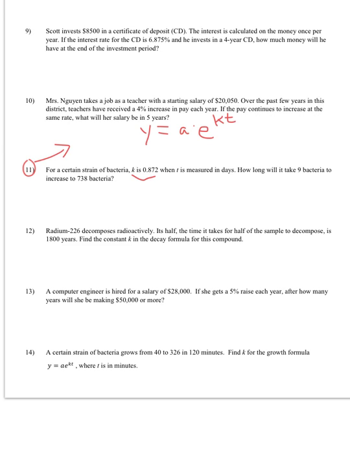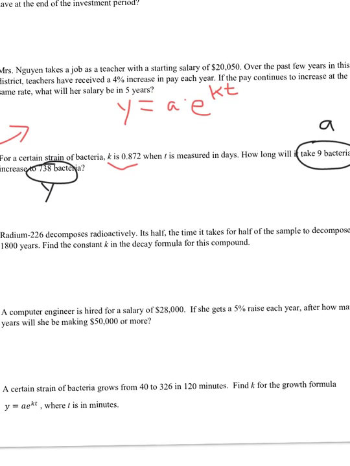Now, we're going to put in 0.872 for K, okay? 9 bacteria is going to be my initial amount. 738 bacteria is going to be my ending amount. So I'm going to have 738 equals 9 times e to the 0.872 t power. So there's plugging the info in from our problem.